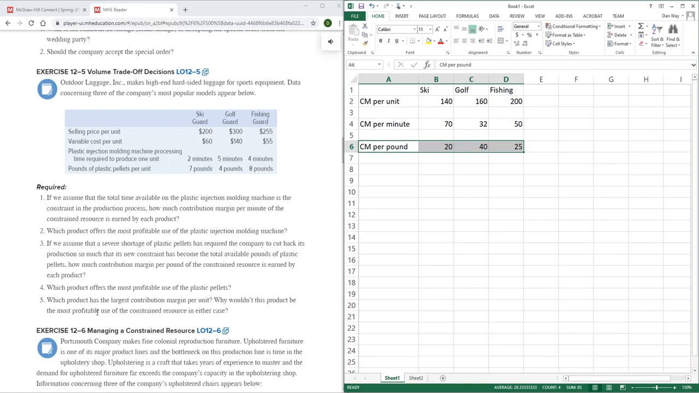And then number 5 said which product has the largest CM per unit. Why wouldn't that be the most profitable use of the constrained resource in either case? And we started to hint at that earlier. The fishing guard on a per unit basis had the greatest CM. So if we looked at that level, we'd think that we should devote our resources to selling as many of those as we can. But if we have a limited resource, we have a constraint, that's not necessarily the case, right? If it was the processing time on the molding machine, the ski guard was most profitable. If it was the pounds of plastic pellets, that raw material, then the golf guard was most profitable.